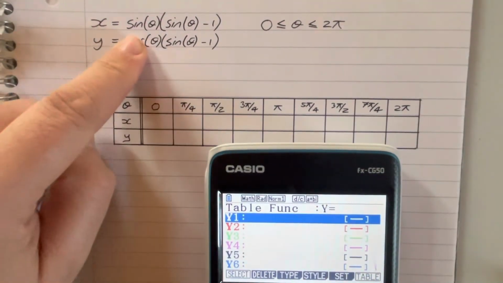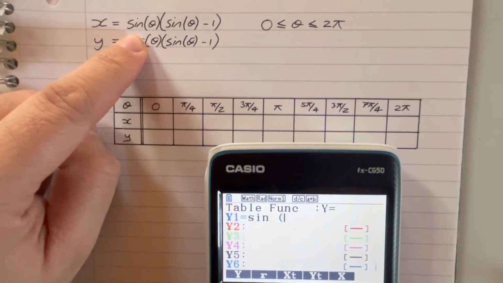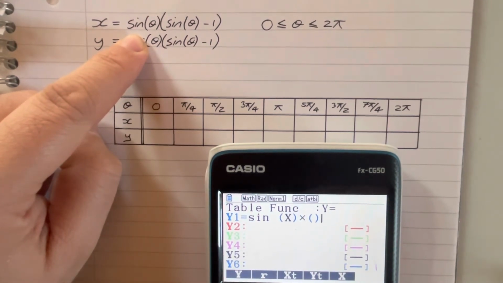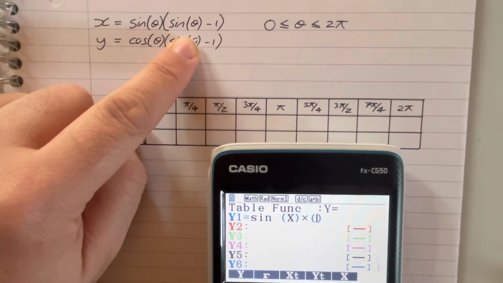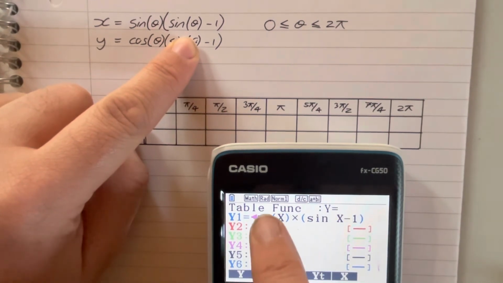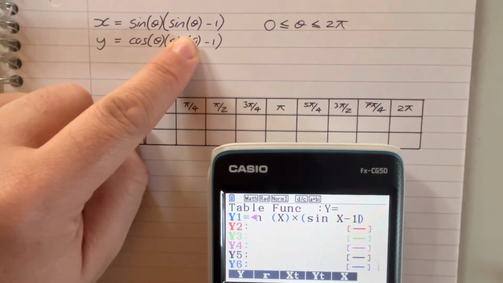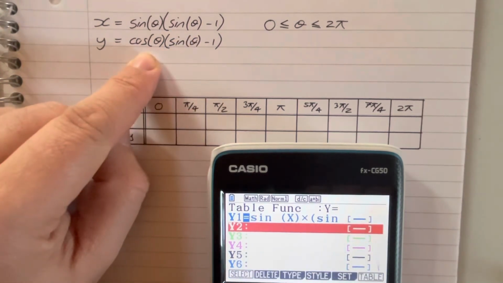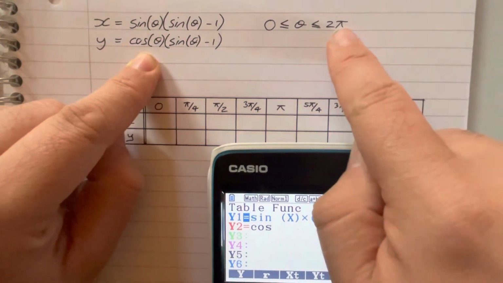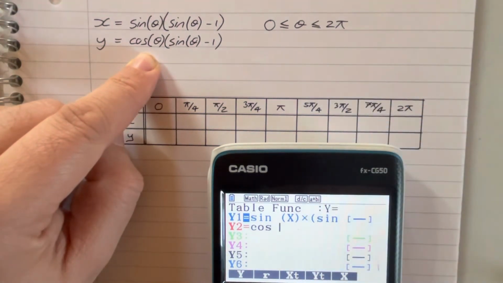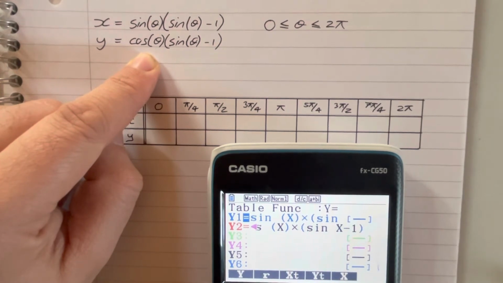So what I'm going to do is sine of x times sine of x subtract 1, making sure we're in radian mode. Okay, that's quite typical. The cosine of x, in fact, between 0 and 2 pi, in radian mode. Cos of x times sine of x minus 1.